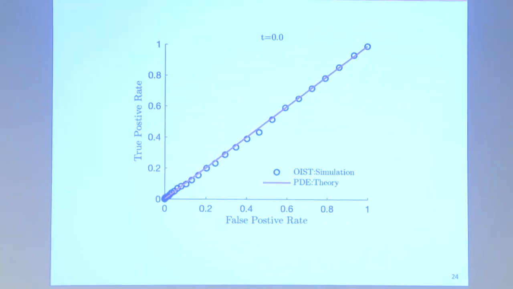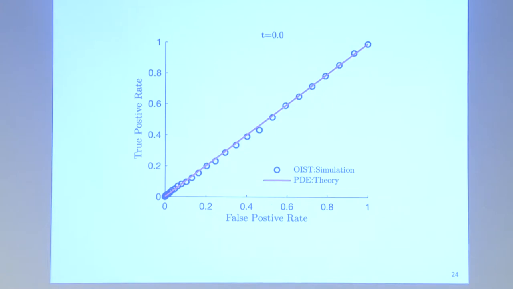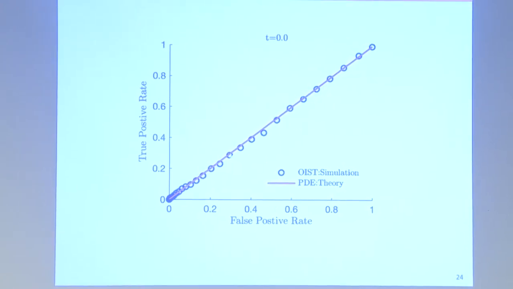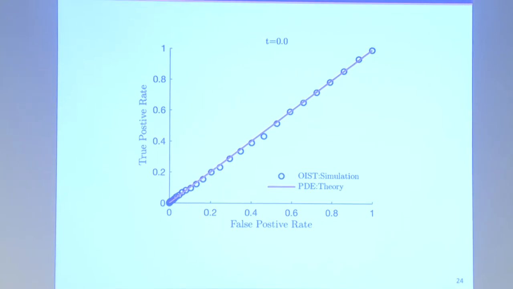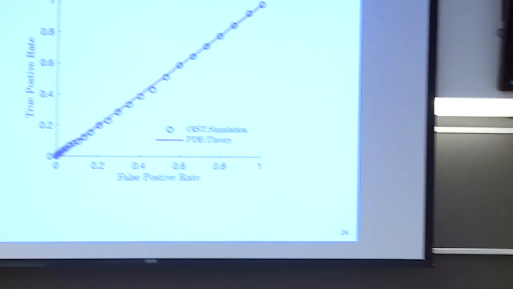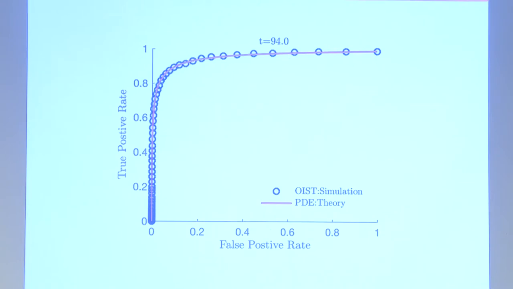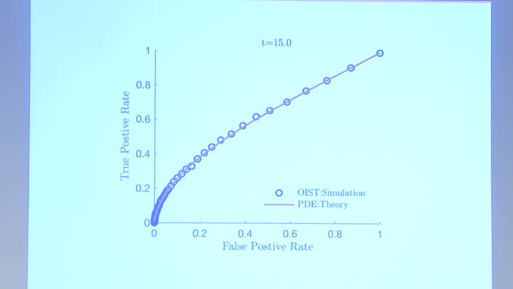And the blue dots are what we get from this algorithm, and the red line is the theory at the beginning of the time. So without looking at the data, this is the performance you would get, and this is the performance anyone can get by flipping a coin, right? You have no information. But then, if you run this algorithm, the ROC curve is going to improve, and this red line, the theory prediction, can also accurately track the evolution of this ROC curve.